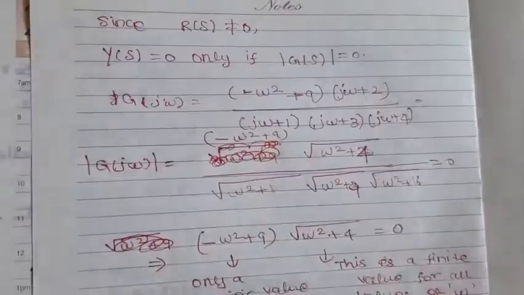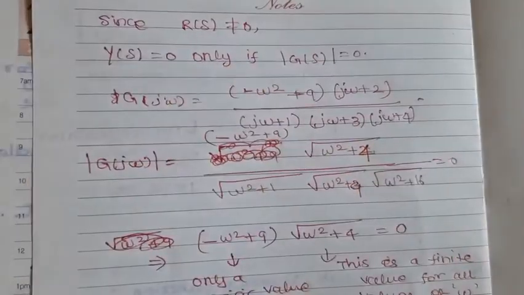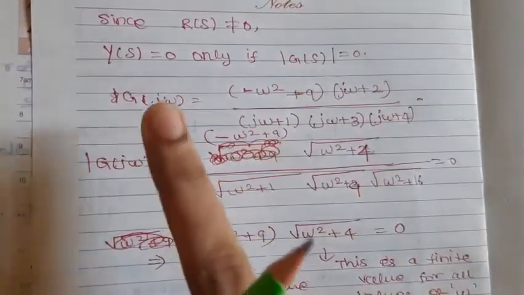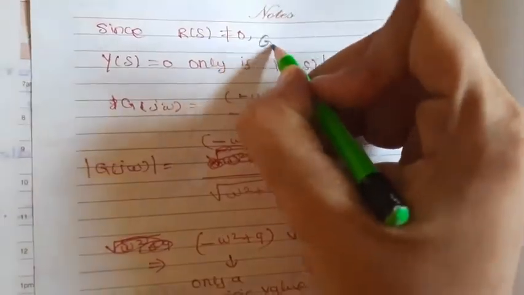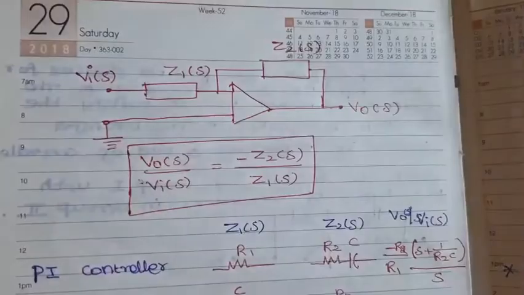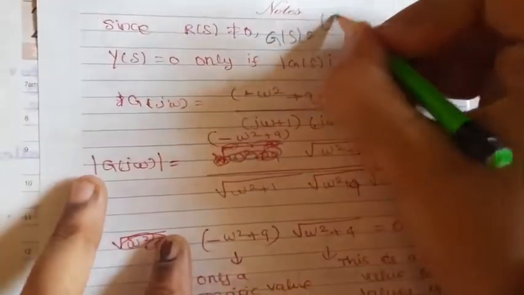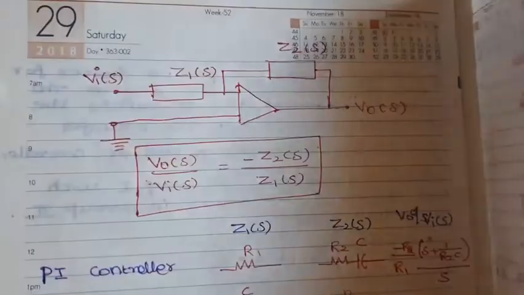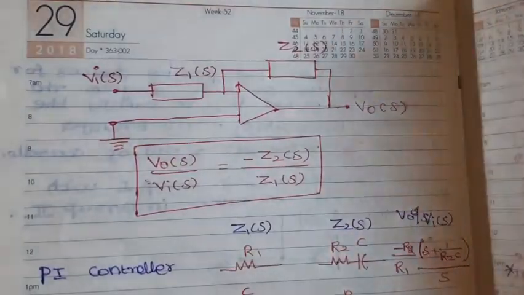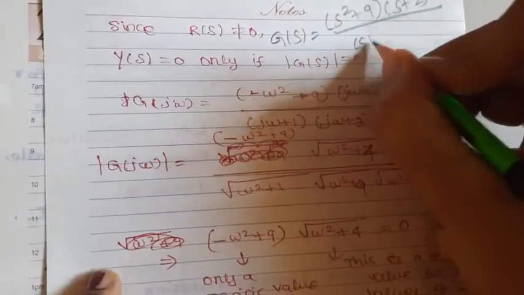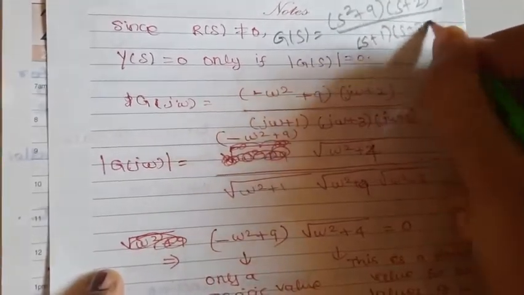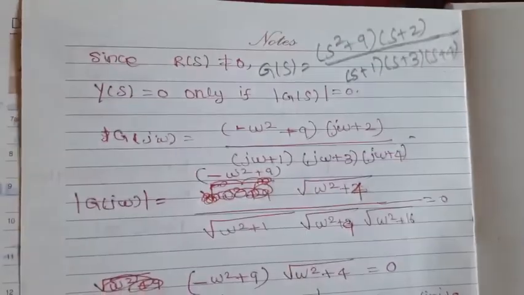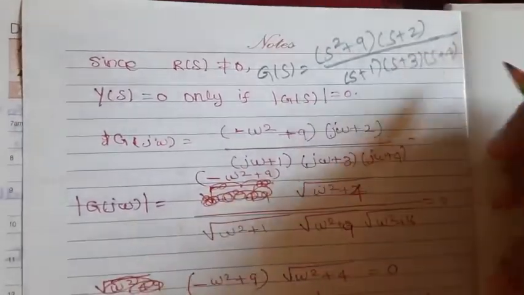Since R of s is not equal to 0, y of s is equal to 0 only if the magnitude of g of s equals 0. So g of s, I am writing here from the problem: s squared plus 9, over s plus 2, s plus 1, s plus 3, s plus 4. Okay, this is g of s. This should be equal to 0.